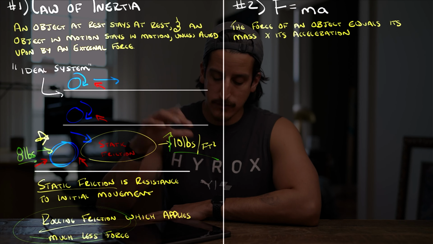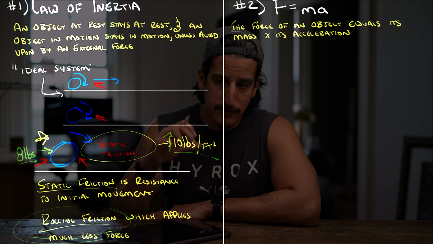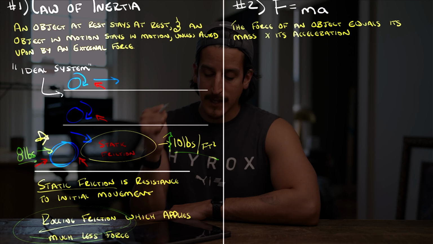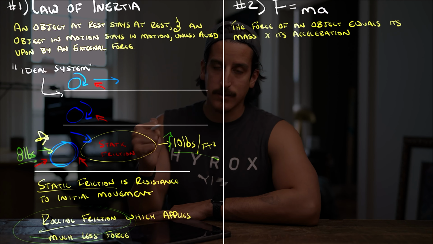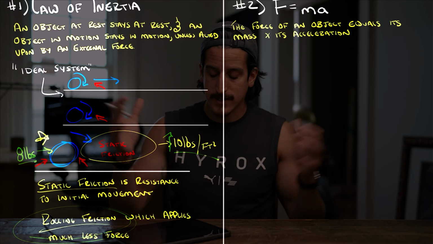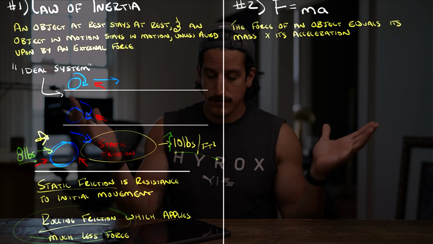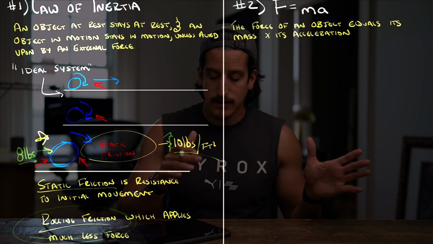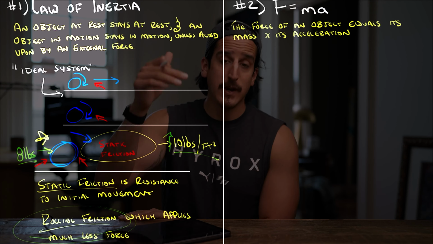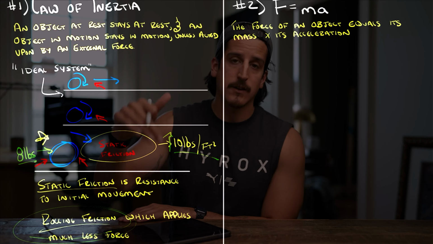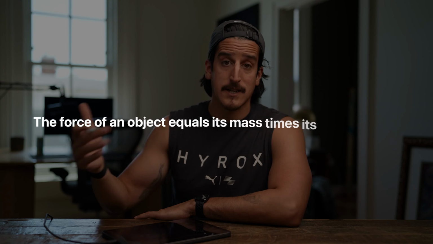Getting the momentum of attracting attention is all about how much force we apply at the very beginning to change the state of the ball, to change the state of our attraction assets, like YouTube or ads or such, so that we beat static friction and have momentum. The amount of force we have to apply is what we learn in law number 2, force equals mass times acceleration. The force of an object equals its mass times its acceleration.